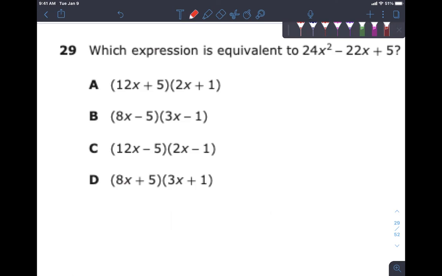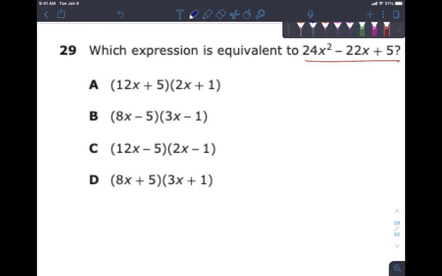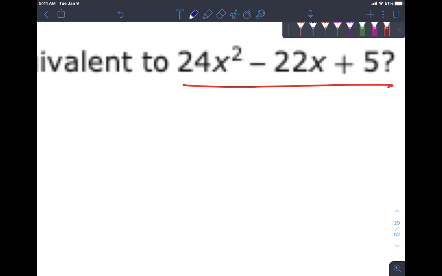So this one they're asking me which one of these expressions is equivalent to this. So I could graph this and graph this in order to verify that they are the same. But what they're actually asking me to do is to factor this. So I'm going to go ahead and do that. First thing I'm going to do is I'm going to look at my equation. I'm going to say, all right, well, I don't really see anything that they have in common. No greatest common factors. So I'm going to multiply A times C.